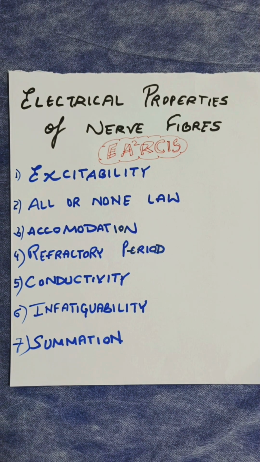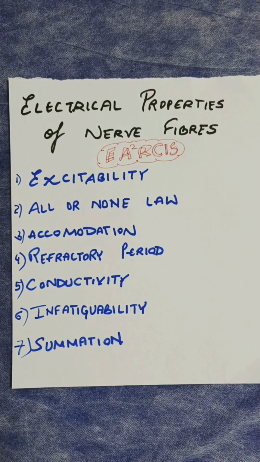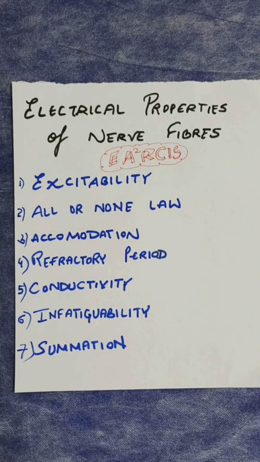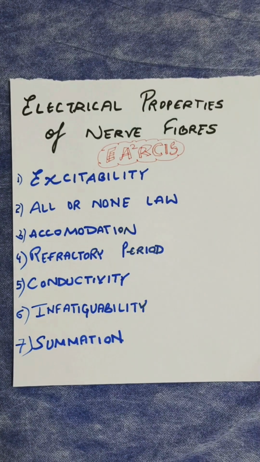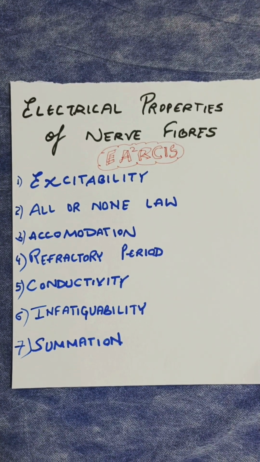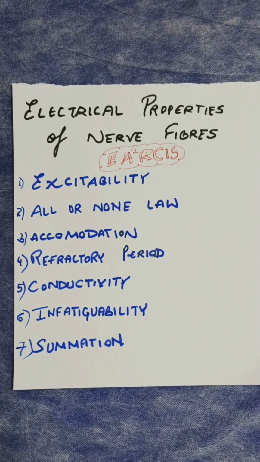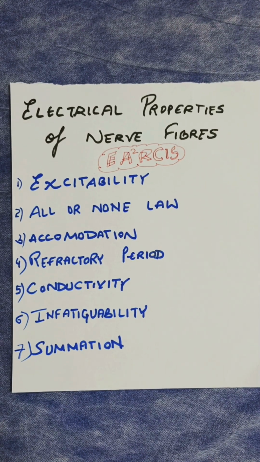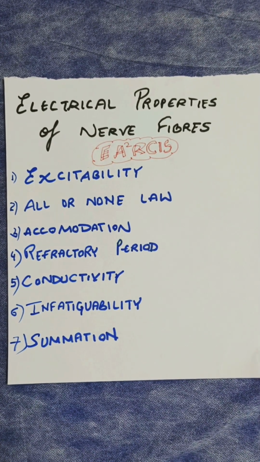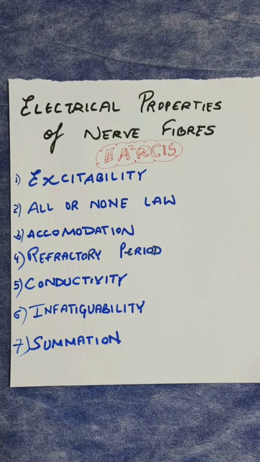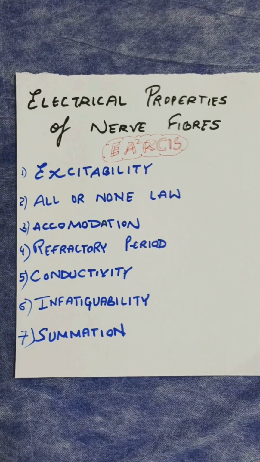Electrical properties of nerve fibers can be easily remembered using this mnemonic, ER-cis, that is expanding to E for excitability, A square all or none law accommodation, R for refractory period, C for conductivity, I for infatigability, S for summation.